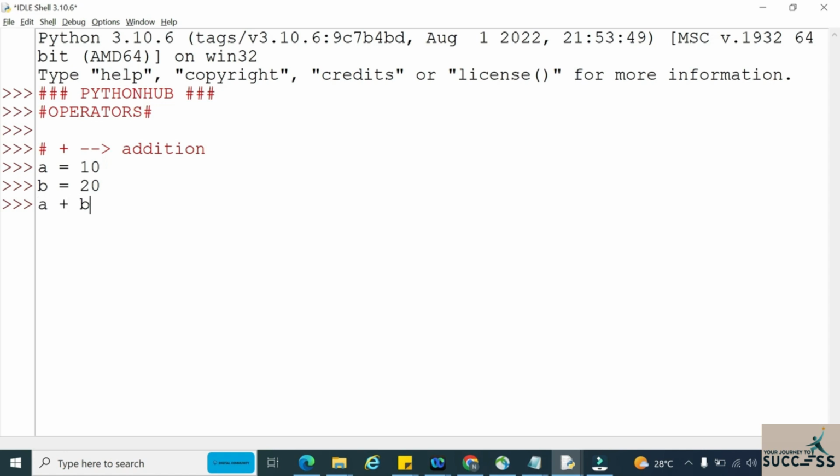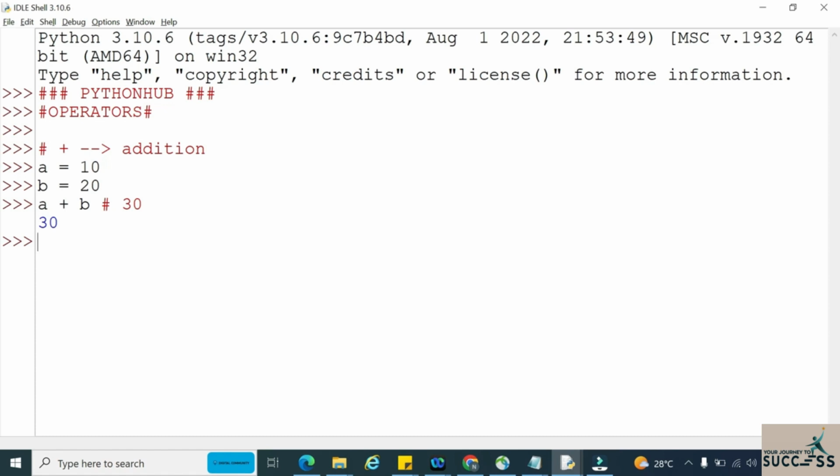Okay, a plus b, obviously 10 plus 20 is 30. That's very simple. This is a very basic operator which we use both in mathematics and in programming languages also. So 10 plus 20 is obviously 30. In this way we can find the addition of two numbers by using this addition operator in Python. Let's see one more example.